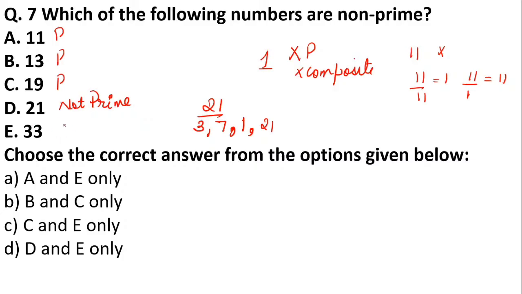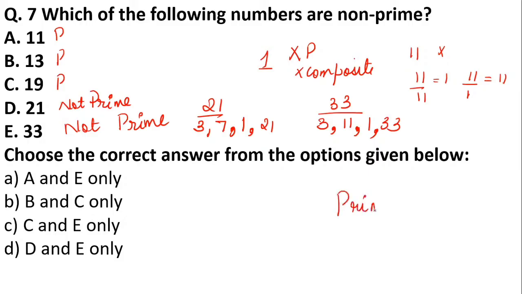And 33 is not a prime number. Or you can say it's a composite number because you can divide 33 by 3, you can divide it by 11, you can divide it by 1, and you can divide it by 33. I told you prime numbers are those which can be divided only by 1 and itself. No other number can divide a prime number. So here the non-prime numbers are 21 and 33. That is why D is the right answer, which is B and E. Okay, got it? I hope everybody understood the concept of prime and composite numbers.